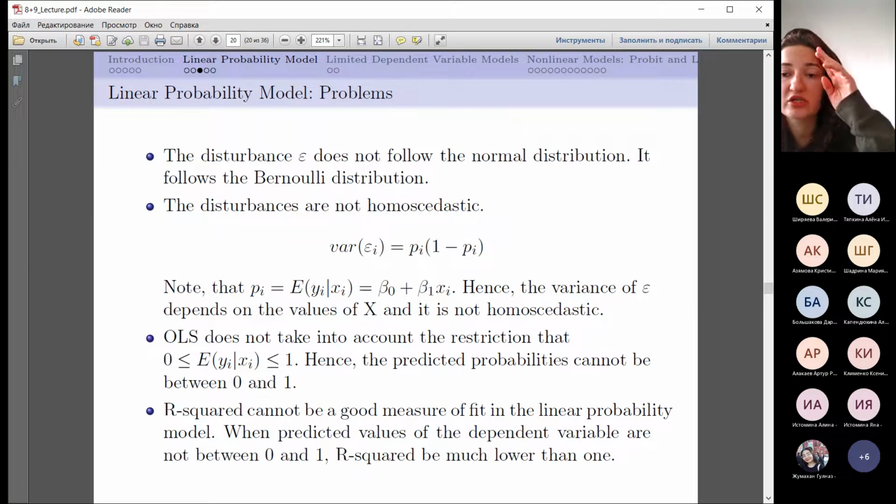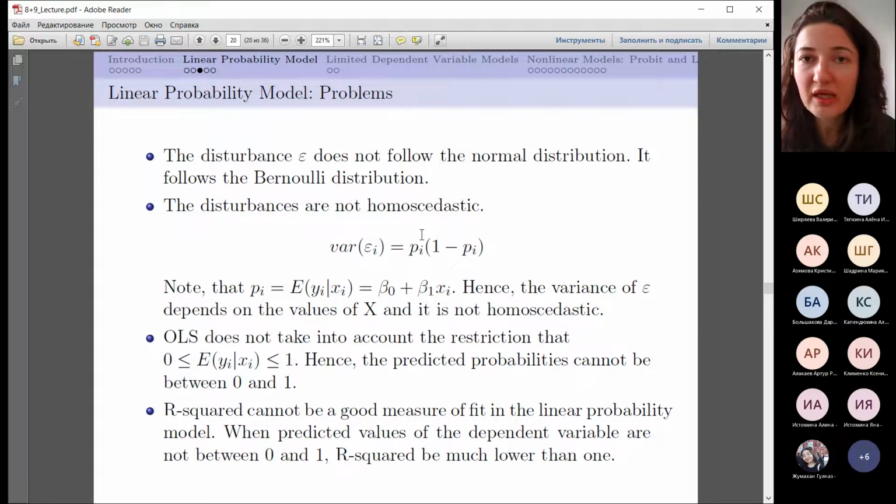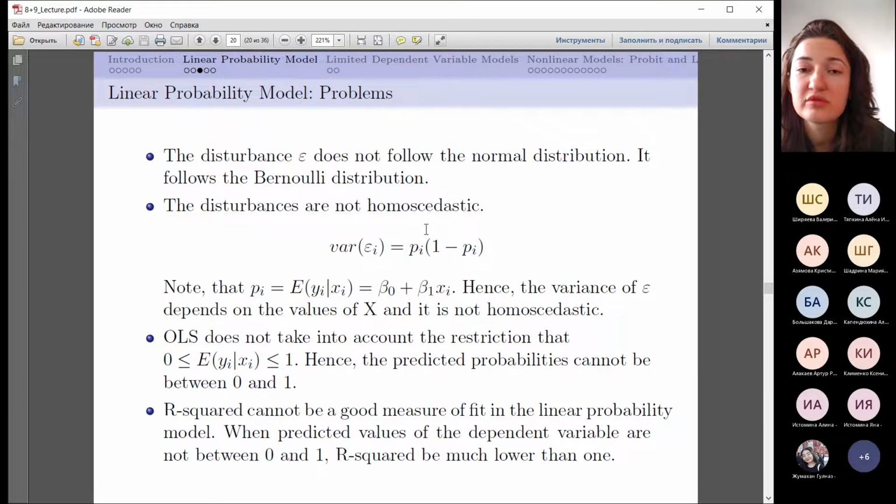Okay, what problem could we assume if we continue to work with the ordinary least squares method when our dependent variable is binary? The first problem is that the disturbance term doesn't follow the normal distribution. We just discussed that now it follows the Bernoulli distribution. And maybe the ordinary least squares method doesn't require the disturbance to be normally distributed itself. Yeah, we need this assumption for statistical inference, especially for small samples. Yeah, because if we work with large samples, we assume that the error terms follow approximately the normal distribution.